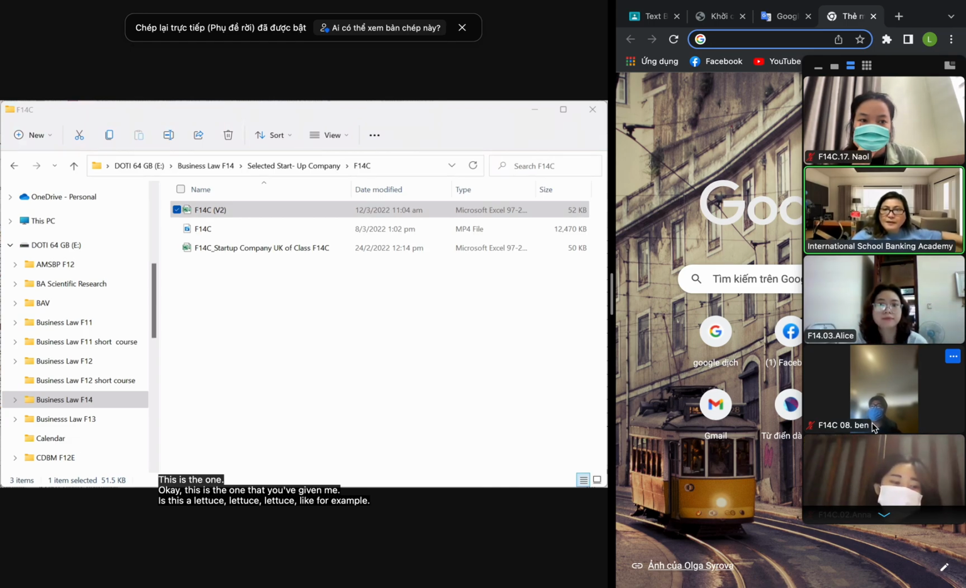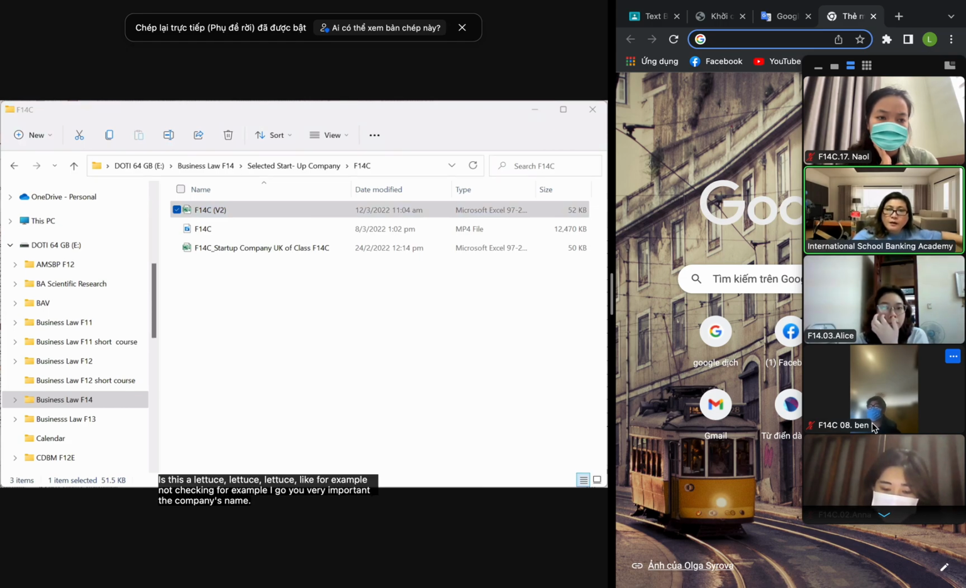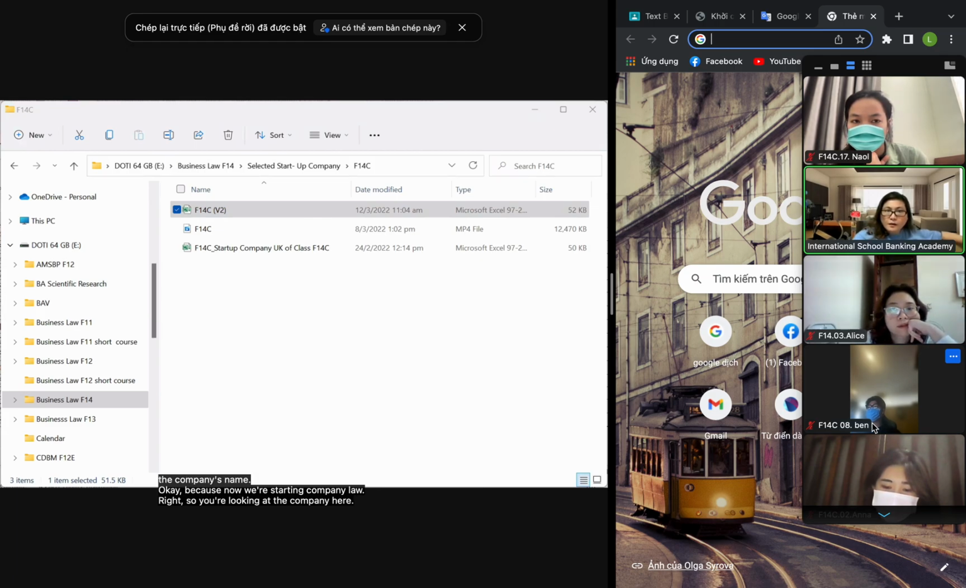Like, for example, now I'm checking. For example, I told you very important, the company's name. Because now we are studying company law. All right, so you look at the company here. For example, like this one, Key Insurance. I'm not going to approve this company, because this is supposed to be a private limited company. Right? Can you see?